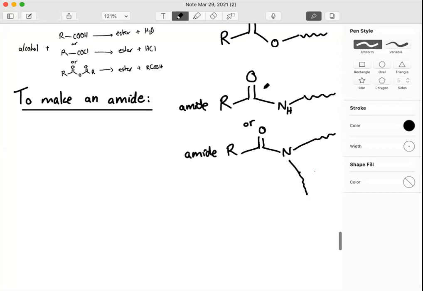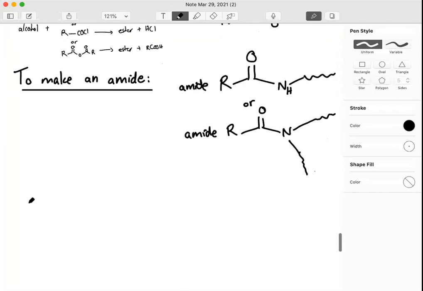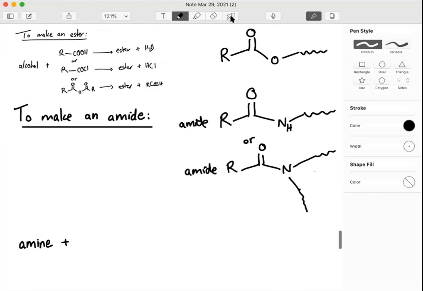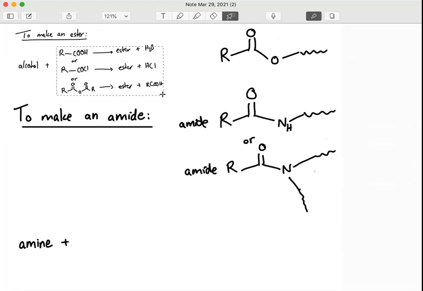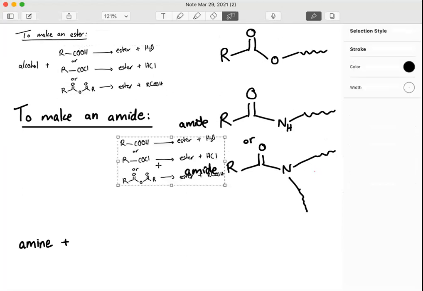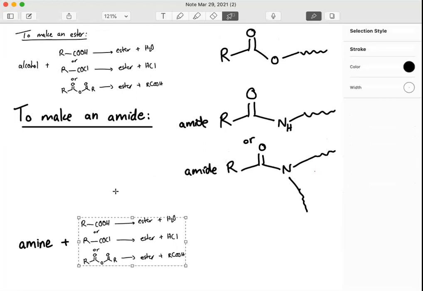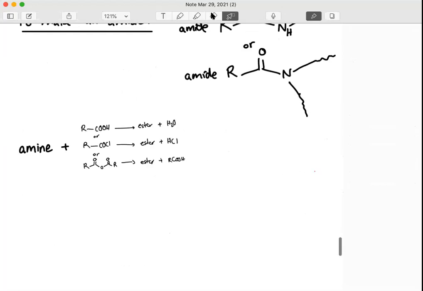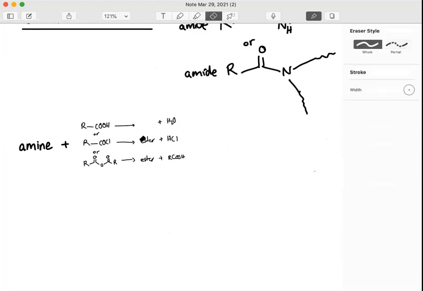So how will we form these? Just exactly like this, but instead of alcohol, I will use an amine. So I use an amine plus any of these. Let's copy them. It's exactly the same. And instead of writing down ester, I will just say amide.